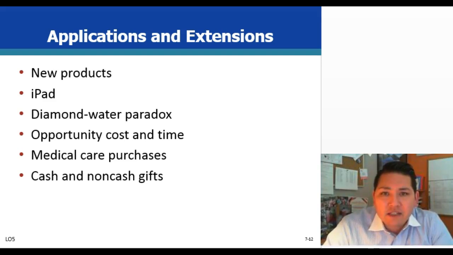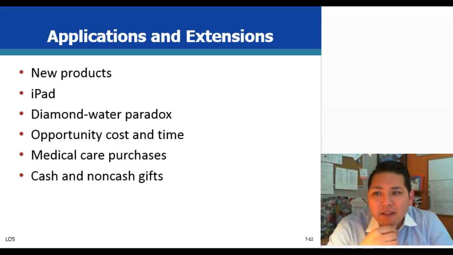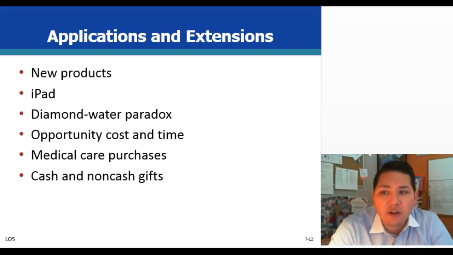Now we talk about applications and extensions. The first touchscreen tablet computer, the iPad, was a new product enormously popular with consumers and perceived by them as having a greater marginal utility than other alternative products. This resulted in a major shift in demand for the new product, as consumers attempted to increase their total utility.